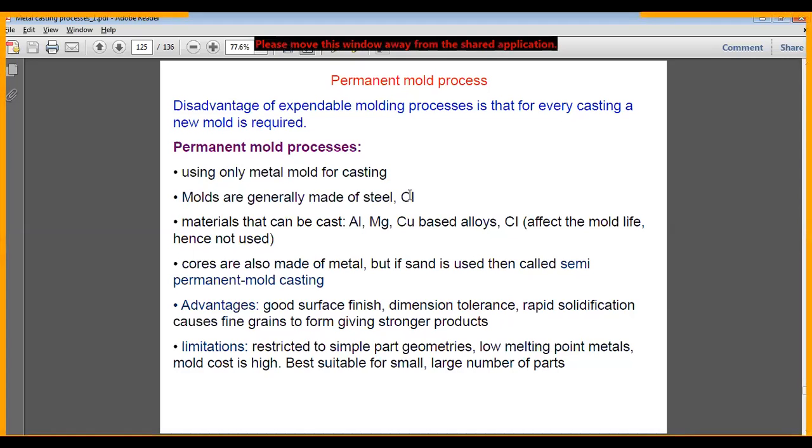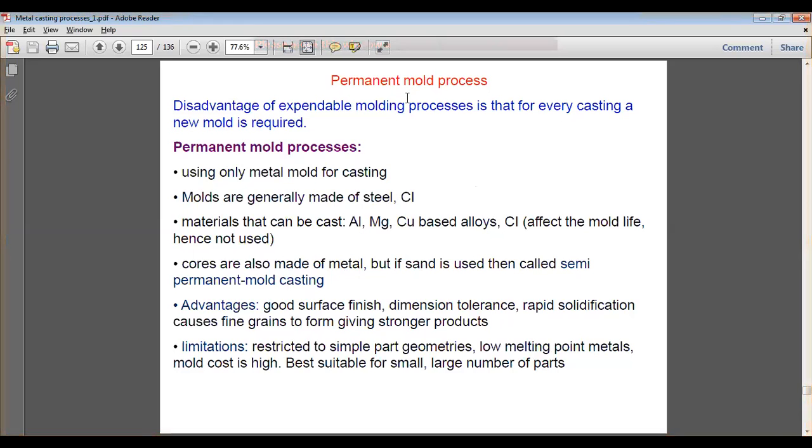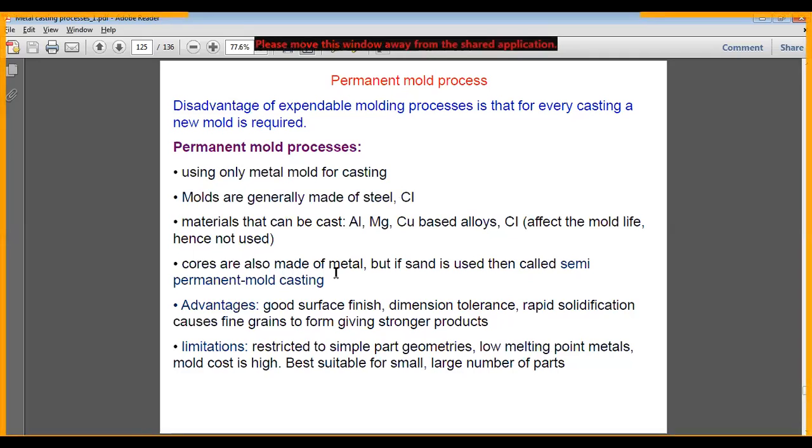Steel and cast iron can be used for making molds, but they cannot be cast by this process. Okay, so this is the basic feature of a permanent mold process. And similarly, cores are also made of metal, but if sand is used, then it is called semi-permanent mold casting. In permanent mold casting, we make the molds of metal for multiple use, and we make the cores of metal. But in case we are not making the core of metal, and the core is made of sand, then it is called semi-permanent mold casting.